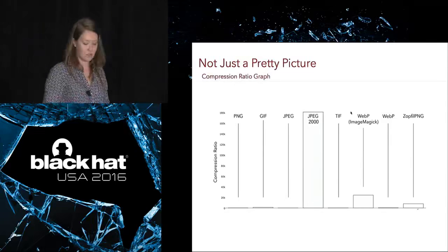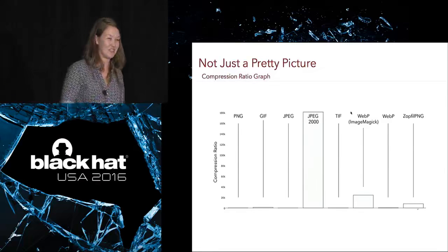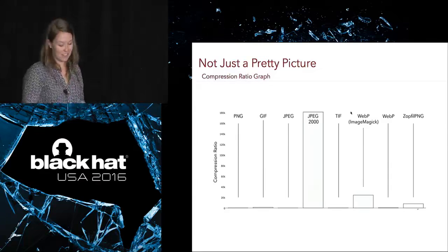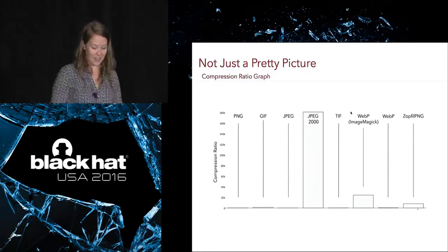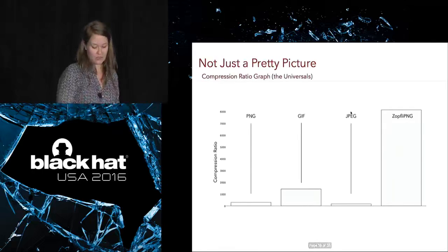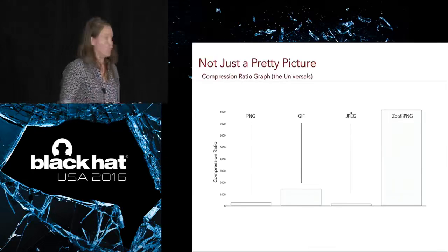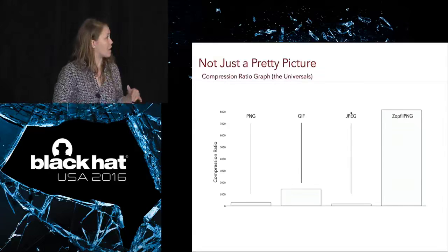JPEG 2000 is really just king. It's so amazing, the compression that you can achieve using that file format, and it really is unfortunate that it's not more commonly supported. Taking a look at the ones that are more universally supported, at least online, you've got Zopfli PNG, which is really just knocking everyone else out of the water.